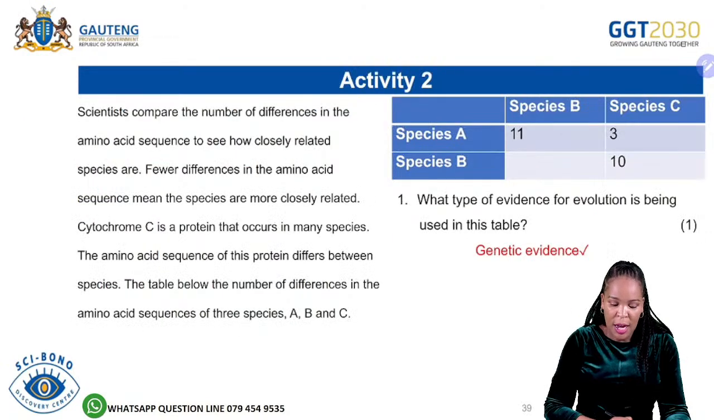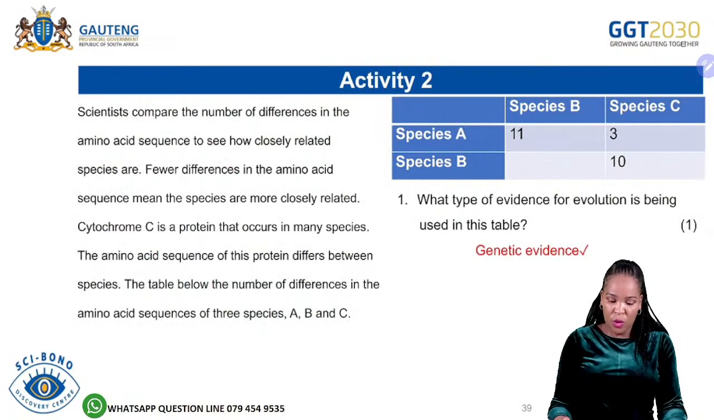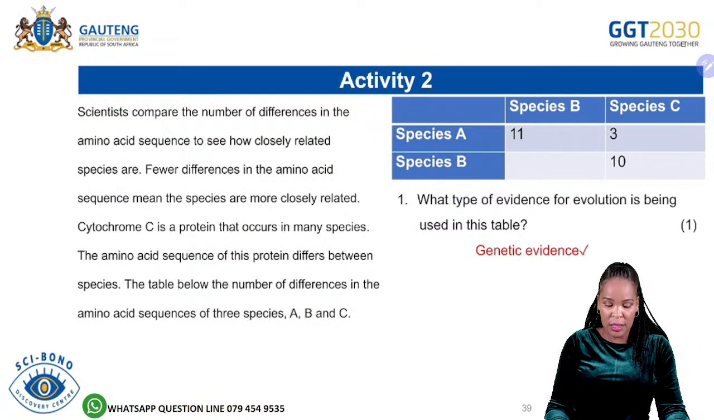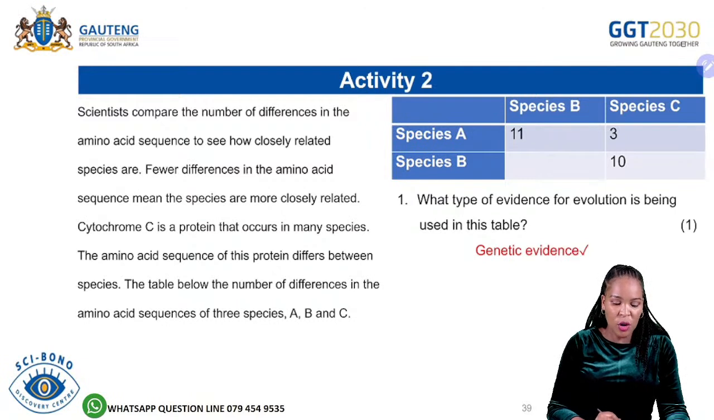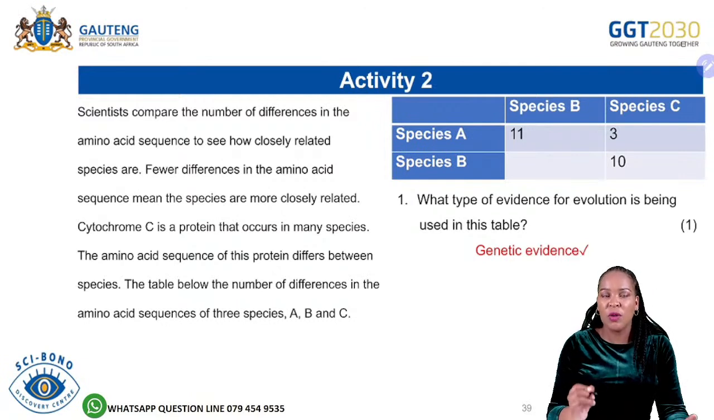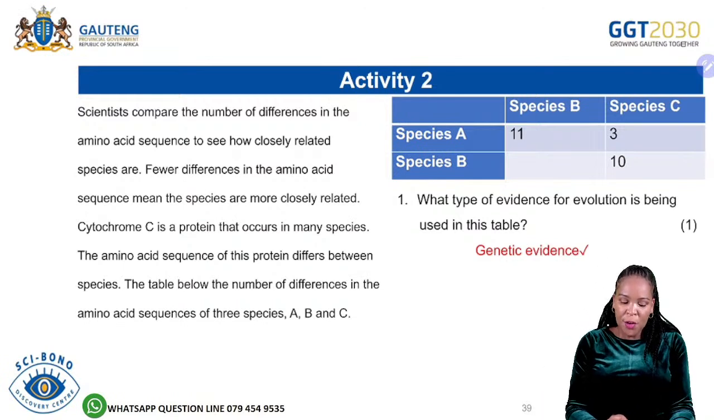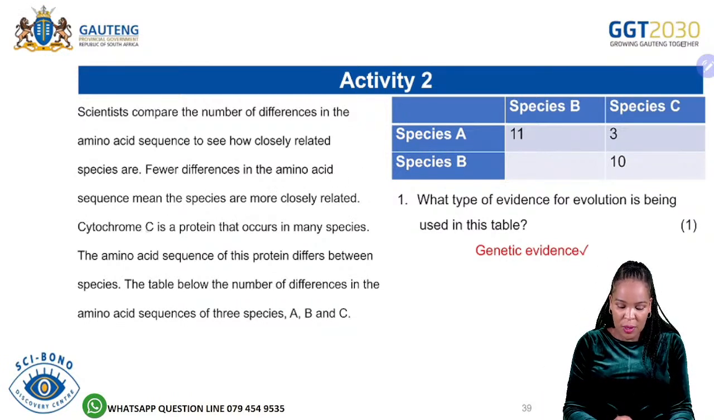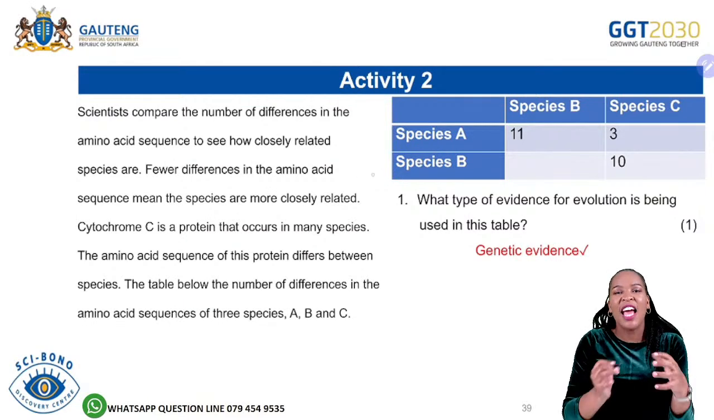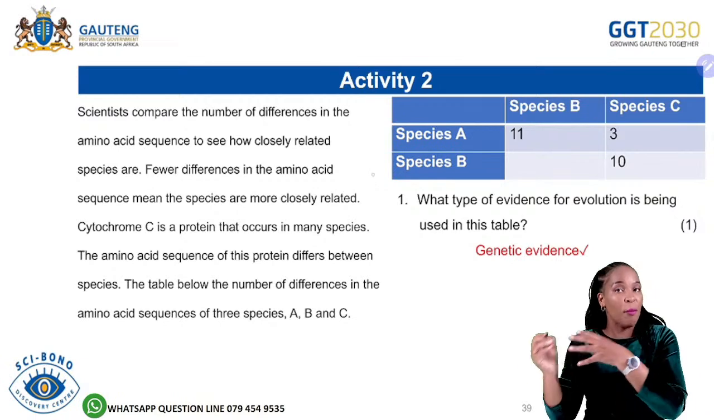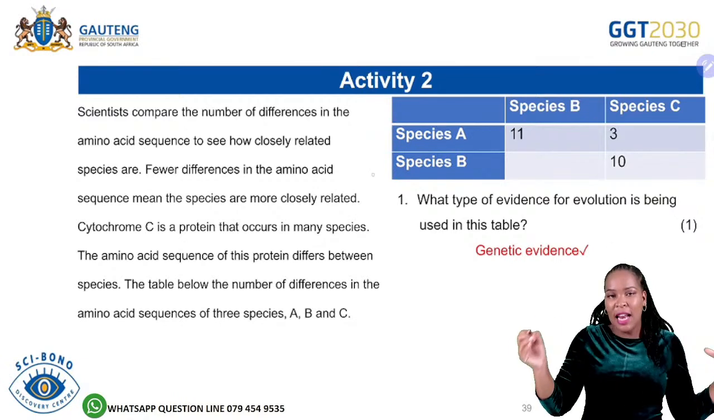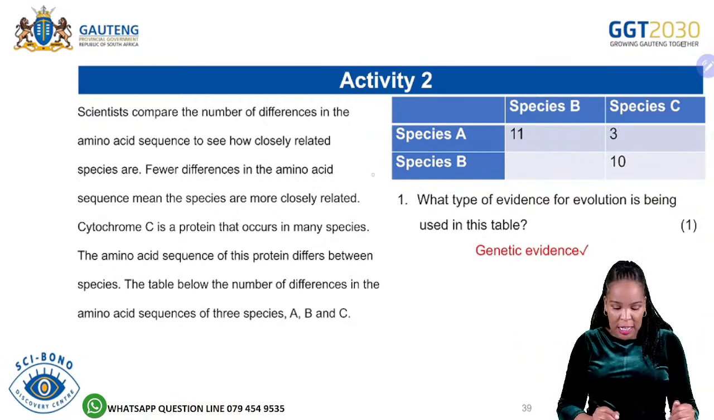Right. Activity 2. This has a lot of reading that you need to listen to. Scientists compare the number of differences in the amino acids to see how closely related species are. This is what we've spoken about to say this is how they use the genetic evidence. Now, fewer differences in the amino acid sequence mean the species are more closely related. If there are few differences, then it means you are more closely related. But if there are larger differences, it means you are further related.